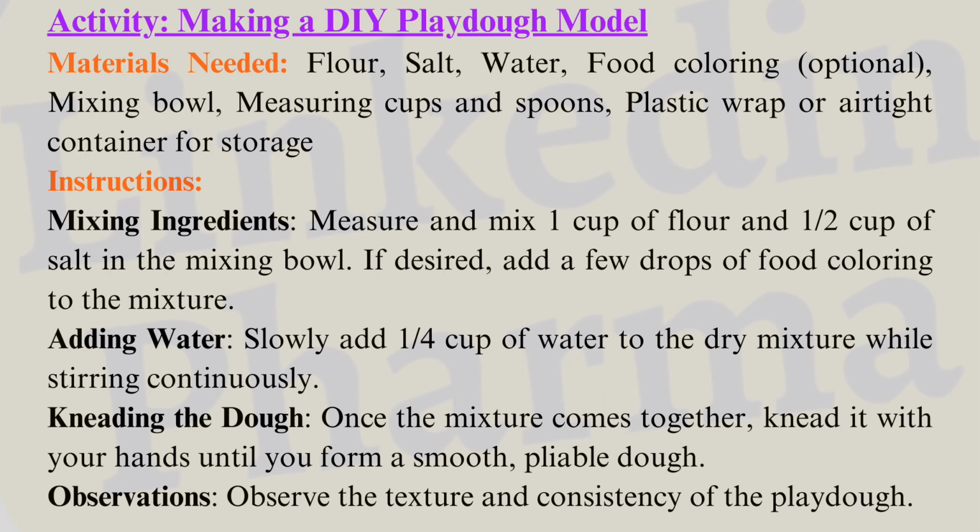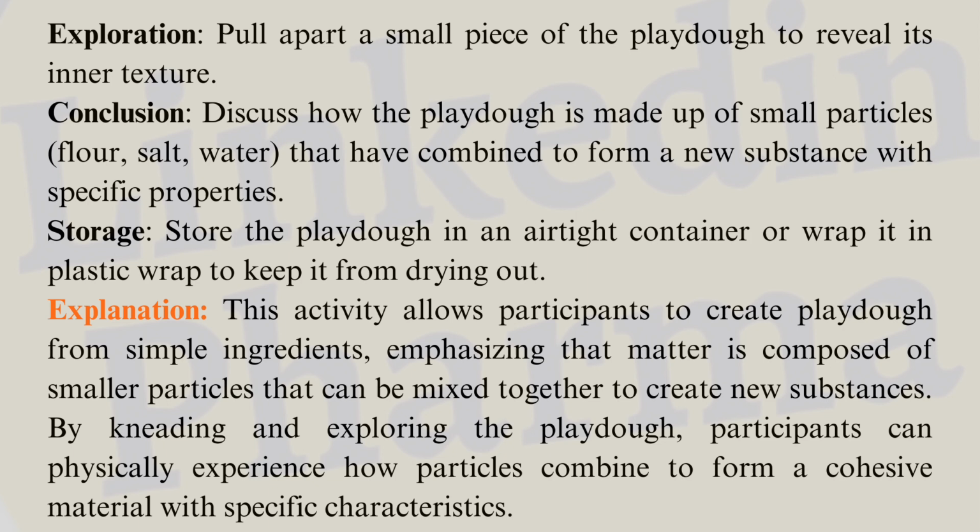Adding water: slowly add 1/4 cup of water to the dry mixture while stirring continuously. Kneading the dough: once the mixture comes together, knead it with your hands until you form a smooth, pliable dough. Observations. Observe the texture and consistency of the Play-Doh. Exploration. Pull apart a small piece of the Play-Doh to reveal its inner texture.